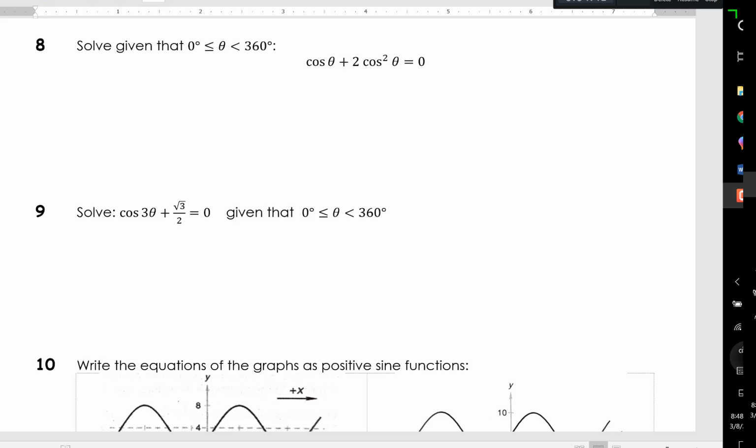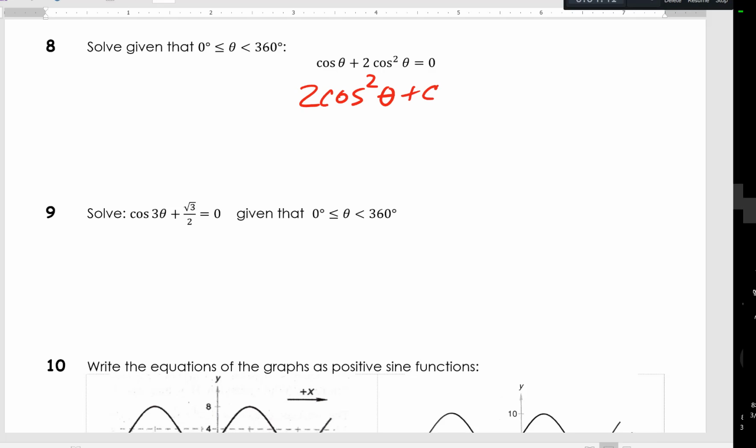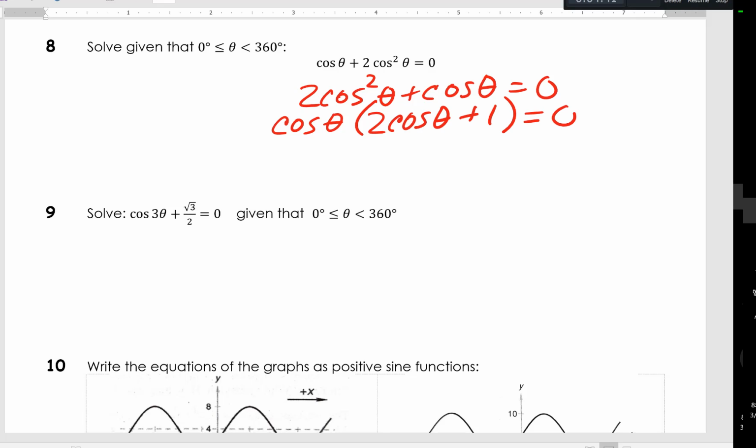Okay, so number 8, you have a quadratic trig equation, which you need to factor. So the first thing you're going to do is get that square term first. So you're going to have 2 cosine squared theta plus cosine theta equals 0. And now you factor. Factor out cosine theta, and you have 2 cosine theta plus 1 left in your parentheses. All right, so if 2 things multiply together to give you 0, then one of them must be 0. That's the zero factor theorem that helps us solve by factoring. All right, so cosine theta is 0, or 2 cosine theta plus 1 is 0.